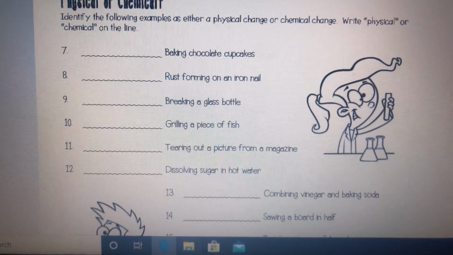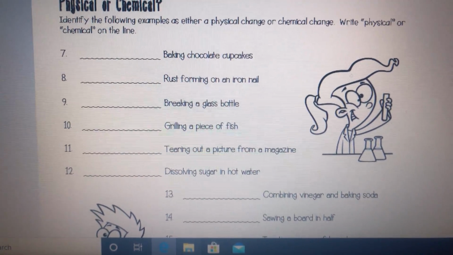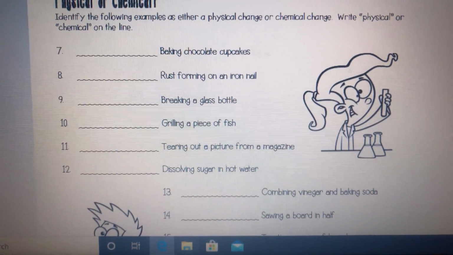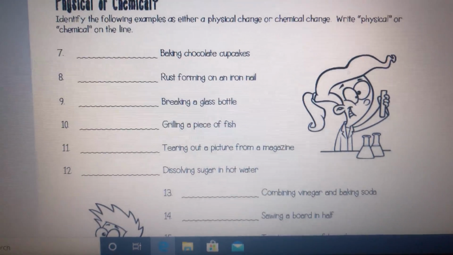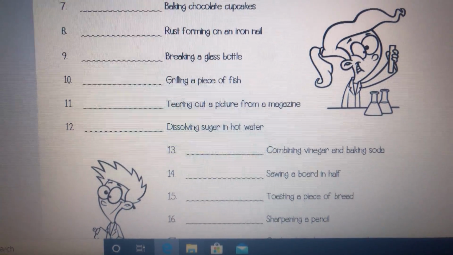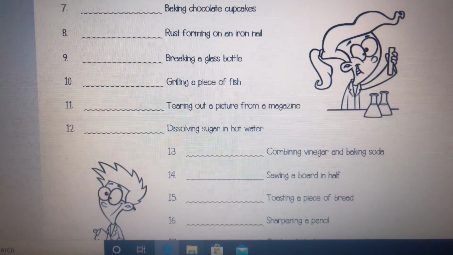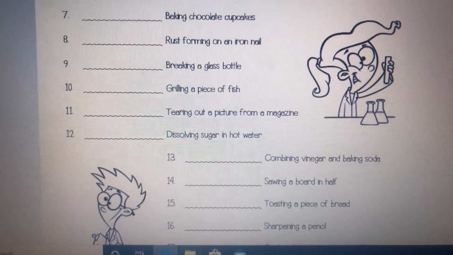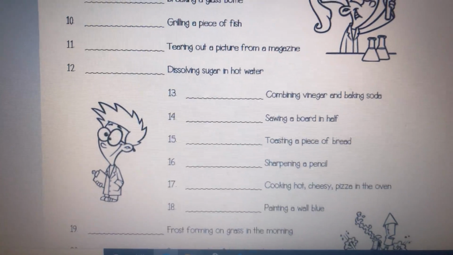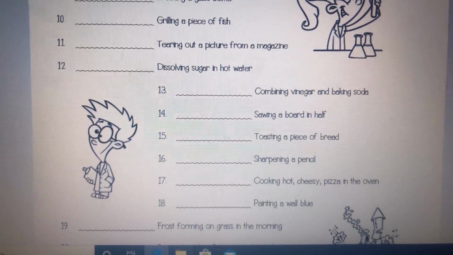Breaking a glass bottle. Well, the glass is still glass. That's a physical change. Grilling a piece of fish is a chemical change. Tearing out a picture from a magazine. Still paper. It's a physical change. Dissolving sugar into water. Sugar is still sugar, so it's a physical change.